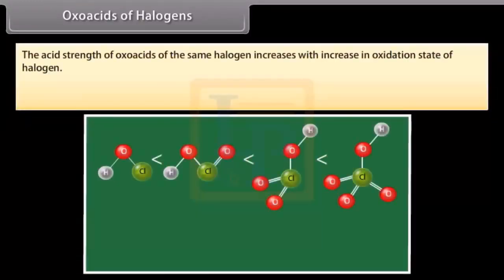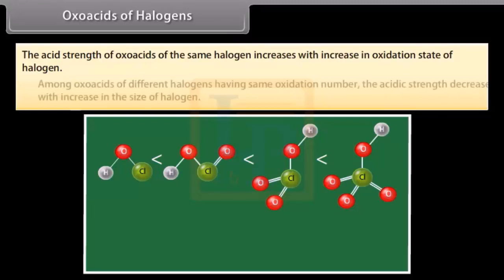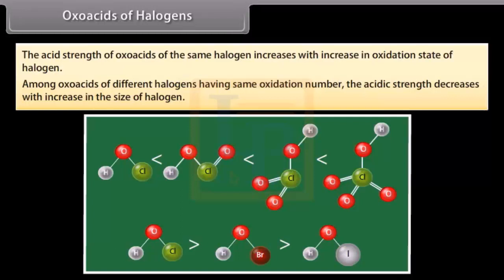The acid strength of oxoacids of the same halogen increases with increase in oxidation state of halogen. For example, the acid strength of different oxoacids of chlorine is in the order shown. Among oxoacids of different halogens having same oxidation number, the acidic strength decreases with increase in the size of halogen. For example, acidic character of hypohalous acid series is in the order shown: greater the size of halogen atom, lesser will be its electronegativity, and hence lesser will be the acid strength of the acid.